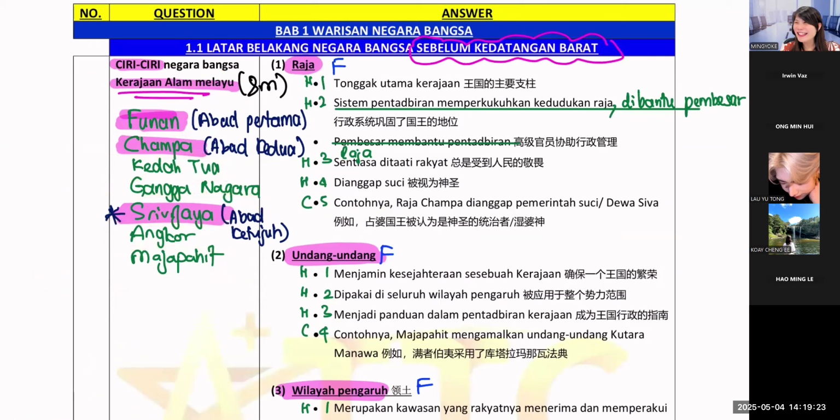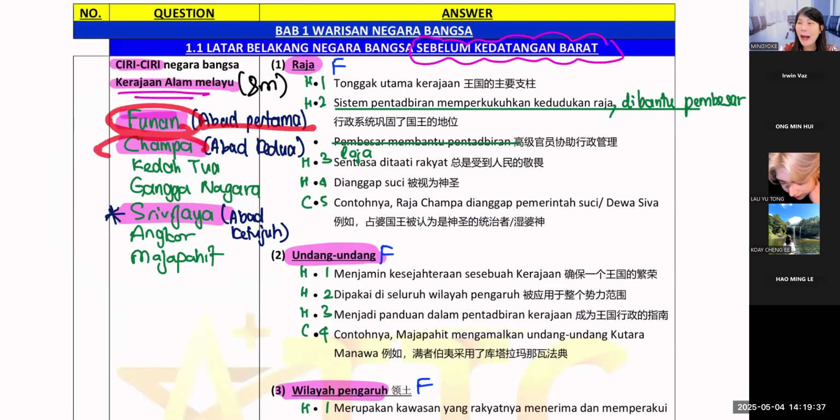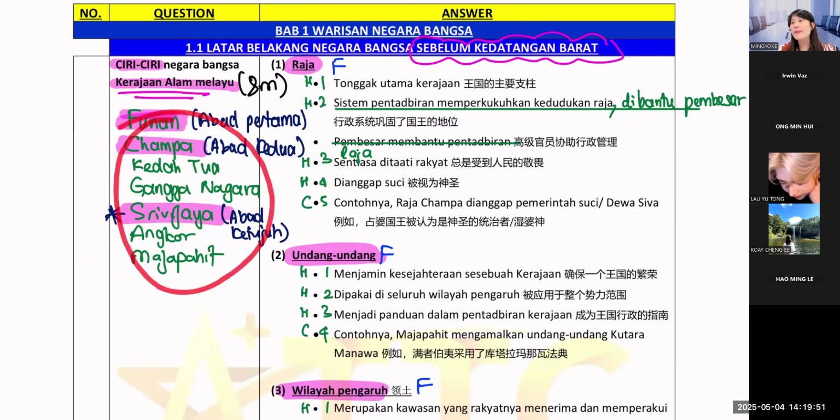So, under this case, guys, all right, if you look at the government lah, Kerajaan Alam Melayu, we have Funan abad pertama, Champa abad kedua, and Sriwijaya abad ketujuh. This 3 is the most important one in exam. The rest is the backup answer. Okay? Only the name itself you need to know. No need to go through detail like example Form 2 syllabus, no need.